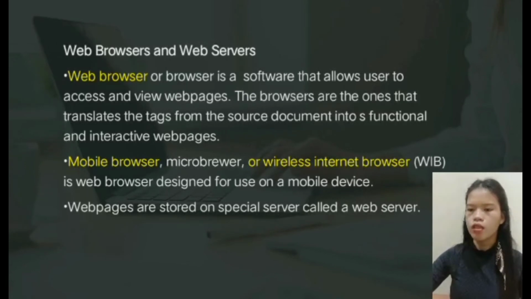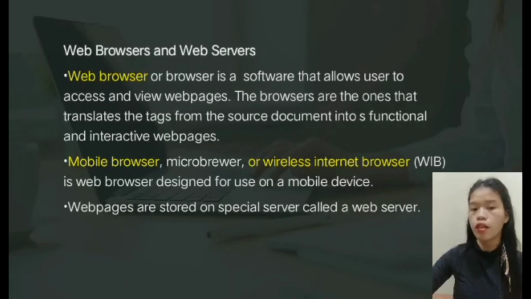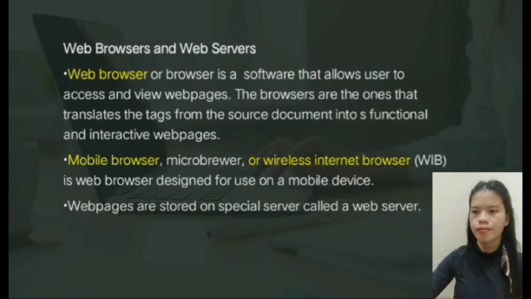So mobile browser, micro browser, mini browser, or wireless internet browser or the WIB is a web browser designed for use on a mobile device such as a mobile phone. Many websites are designed specifically for display on a micro browser. So web pages are stored on a special server called a web server. So that is the web browser and the web server.